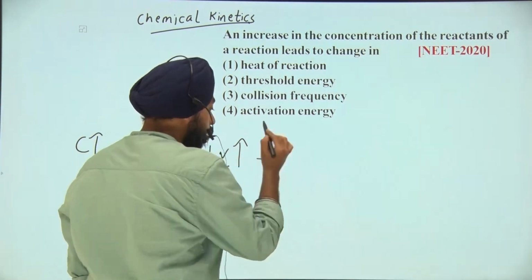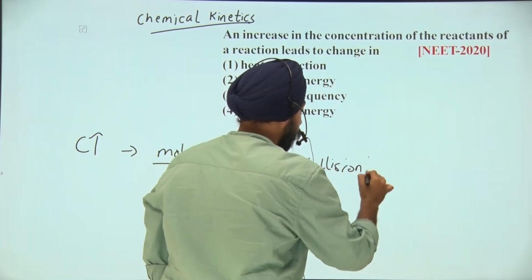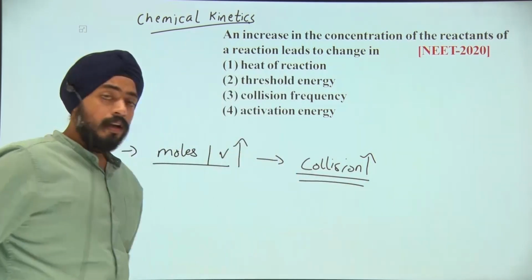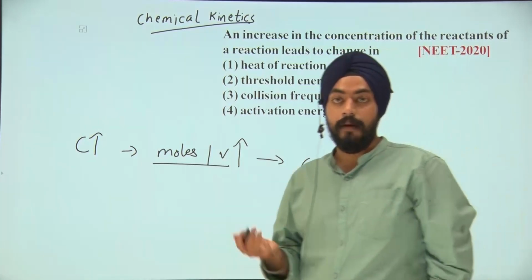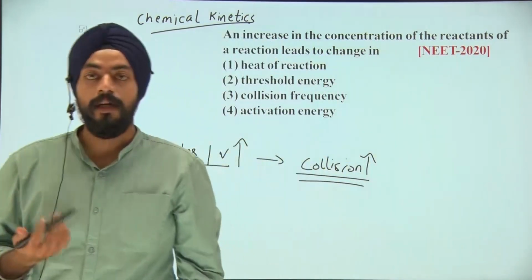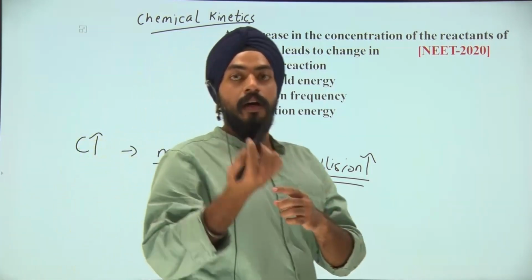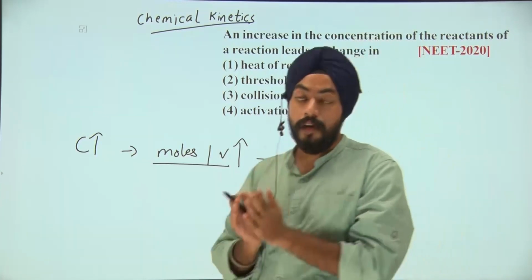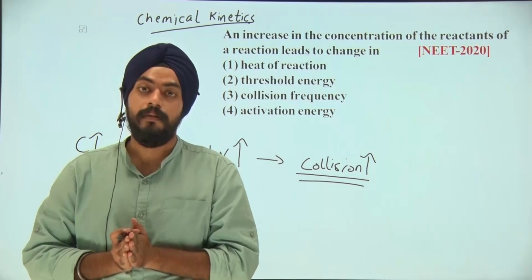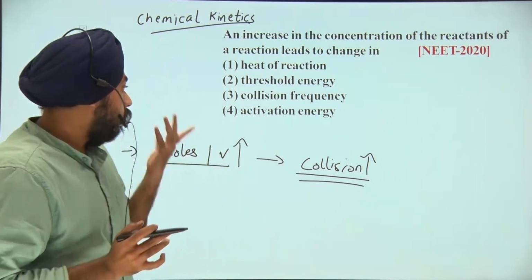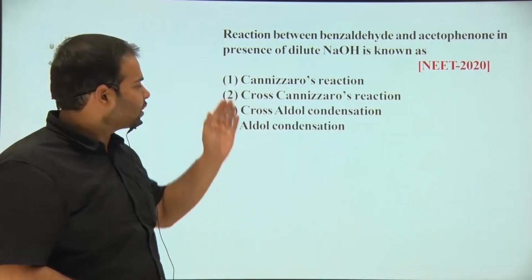If moles per unit volume is increasing, collisions will increase. Clear? Now, students, we know that the collision frequency is the number of collisions happening in a unit volume in a unit time. So, if the concentration has been increased, the number of colliding particles will increase, and if the number of colliding particles per unit volume per unit second is increasing, the collision frequency will be affected. Clear? So the correct option is option number 3. Clear? Okay, students, let's discuss the next question.